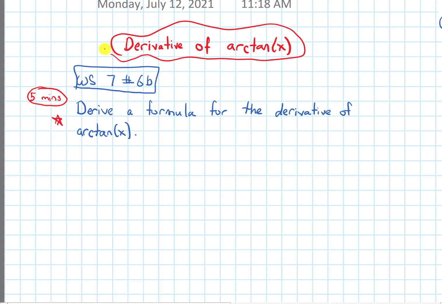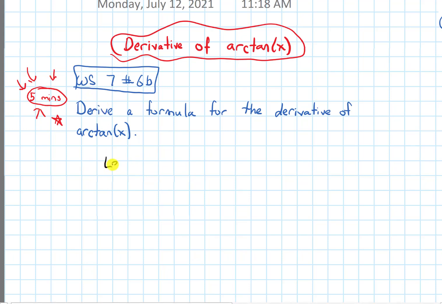Okay, so this is problem number 6b from worksheet 7. We want to derive a formula for this derivative of arctangent of x. So we have a formula for what this derivative is. I don't want to just say that answer. I want to show where that comes from. So I want you to pause the video for 5 minutes to try this. 4, 3, 2, 1, pause it and try this one for 5 minutes. All right, let's talk about it together.